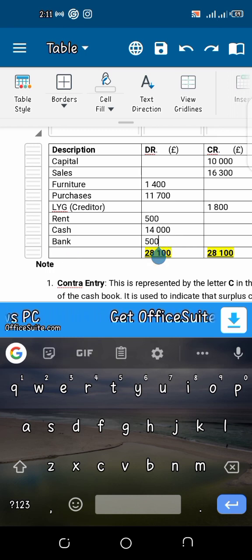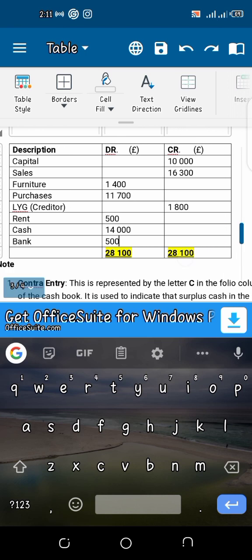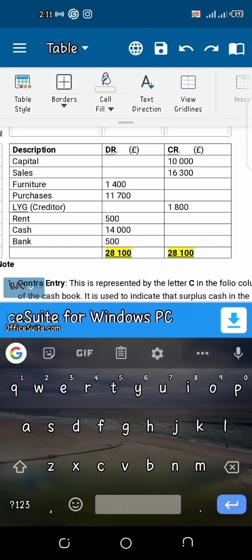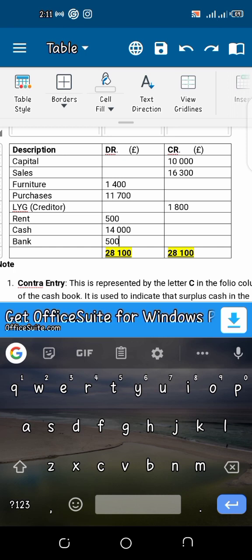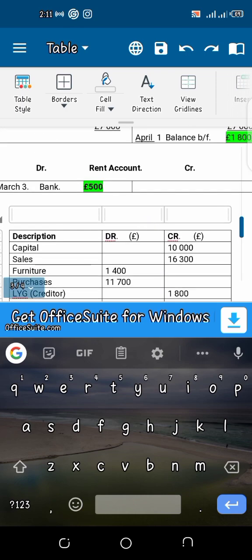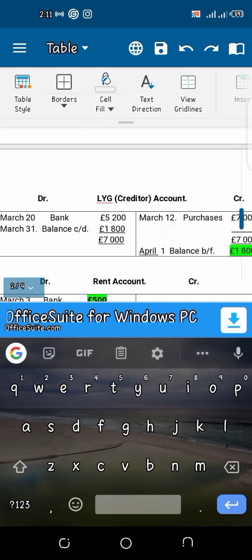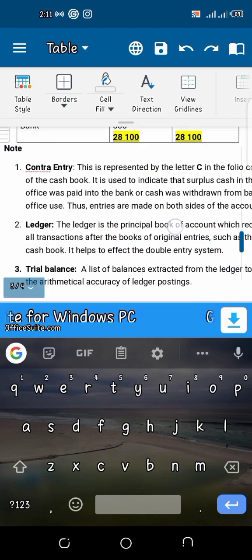So now the total at the debit side gives us 28,100 pounds, and the total at the credit side also gives us the same figure, 28,100 pounds, which shows that our postings or entries were correct. And that is what the trial balance is meant for, to test the accuracy of the ledger entries. So we have been able to prepare a 2-column cash book. We have also prepared ledger accounts as shown, and then finally we have the trial balance.